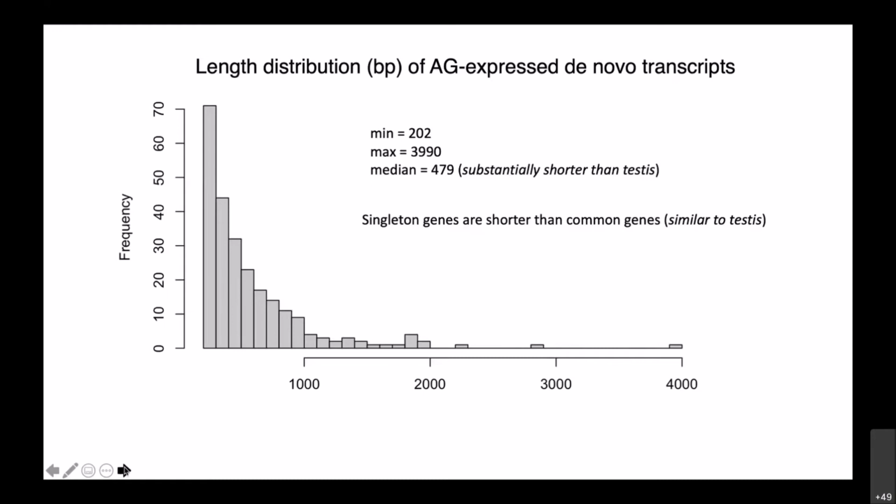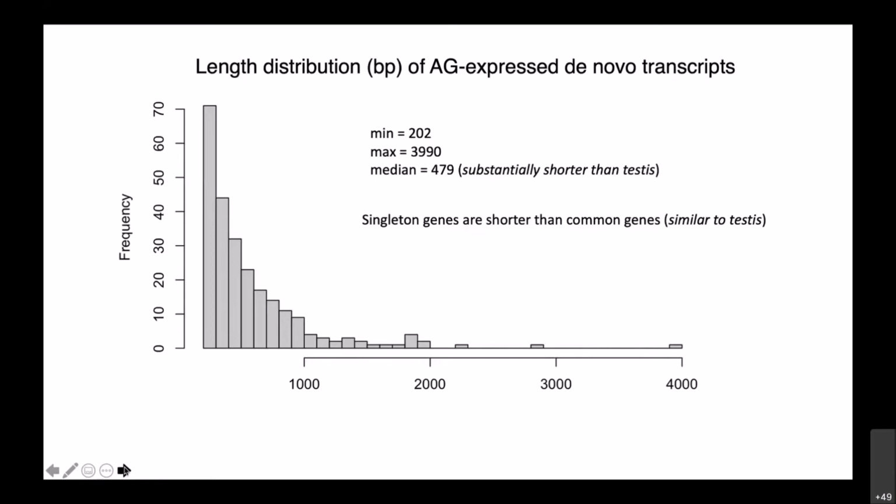Now, one of the things I mentioned in the previous slide is that singleton genes expressed in only one melanogaster genotype tend to be expressed at lower levels. They also tend to be shorter, and that too was observed in the testis. So generally, there are lots of similarities between the testis and the accessory gland. But there are some differences.